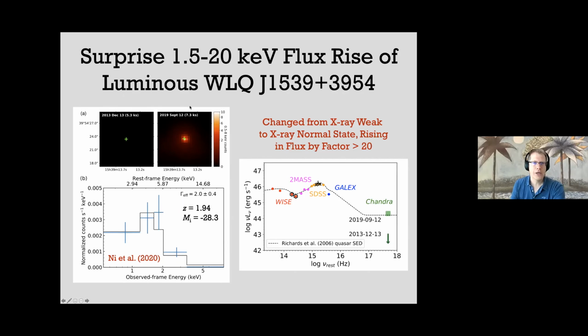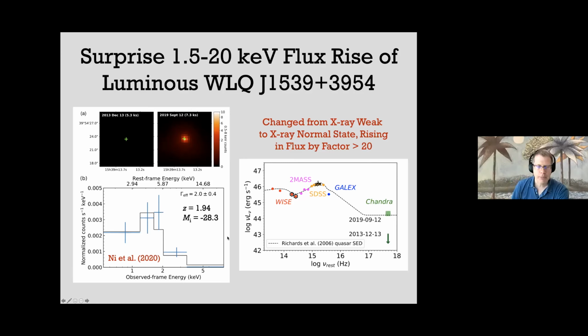We then found when we observed it in 2019 September that it had changed from being X-ray weak to X-ray normal. It rose up by about a factor of 20 in flux, okay, and became quite X-ray bright. And to our ability to measure its X-ray spectrum, which clearly is very limited because this was a very short observation, it appeared to have a fairly typical X-ray power law, although again, the uncertainties are large. And note, this is an extremely luminous quasar, has an MI of minus 28, so it's nothing to sneeze at, indicating that there's an enormous amount of power wrapped up in this system.